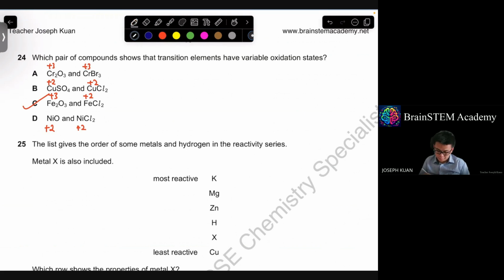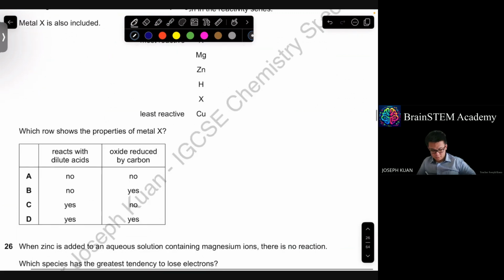All right, how do I know? Oxygen tends to carry -2. You can do the calculation here. Bromine tends to carry -1. Sulfate tends to be -2. Chlorine tends to be -1. So you compare it, then you'll be able to find out the oxidation number of the metals.